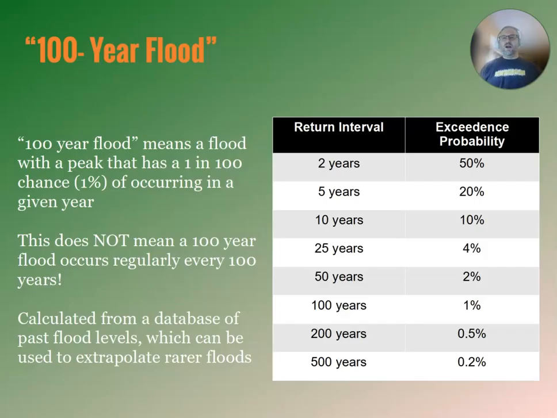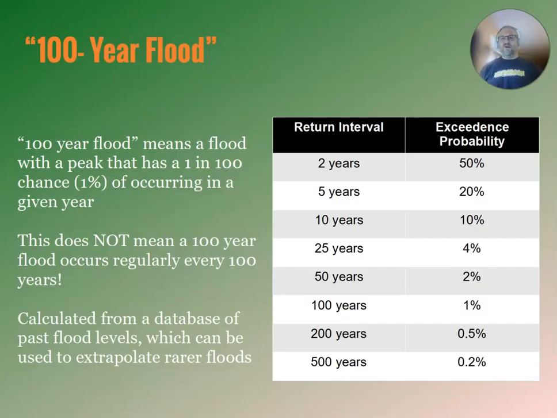So what a 100-year flood means is it's a flood whose peak has a 1 in 100 chance of occurring in a given year. Okay, so a 1 in 100 chance of getting a flood at least that big, we call that a 100-year flood. So we can also describe that chance as a percentage, right? 1 in 100, that's 1%. So a 100-year flood is a flood that has a 1% chance of happening in a given year.